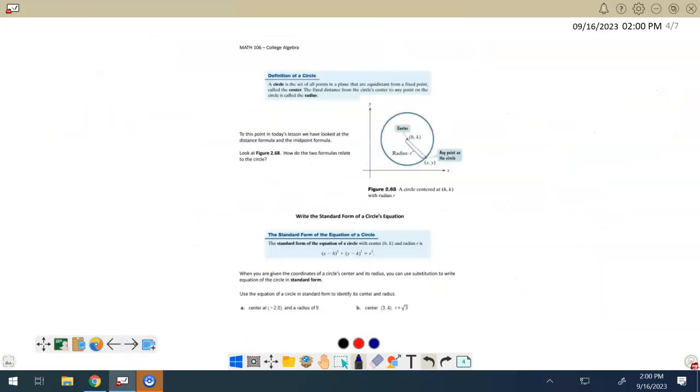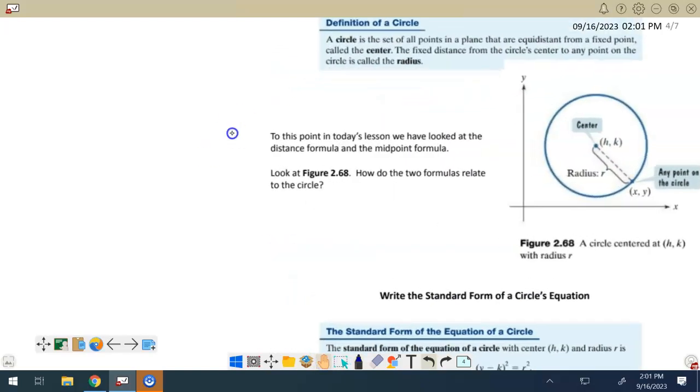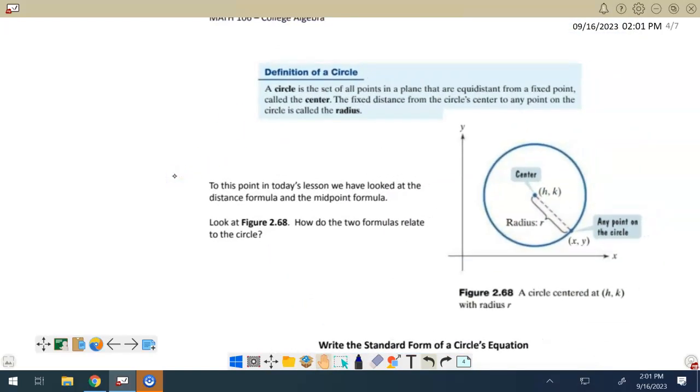All right, let's go ahead and take a look at the next topic. The next topic is circles. Now, you might find this is a strange topic to be bringing up in this section. What does this have to do with distance and midpoint? But it actually has a lot to do with those two formulas.